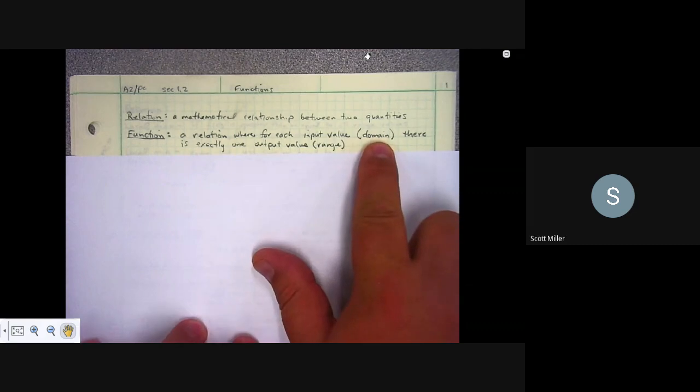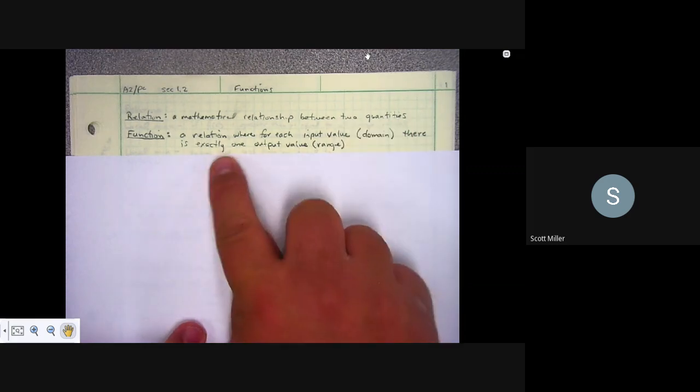And here is the definition of a function. It is a relation where, for each input value, known as the domain, there is exactly one output value, and that's called the range. So the input values are called the domain, the output values are called the range, and for each input there is exactly one output. That is what a function is.